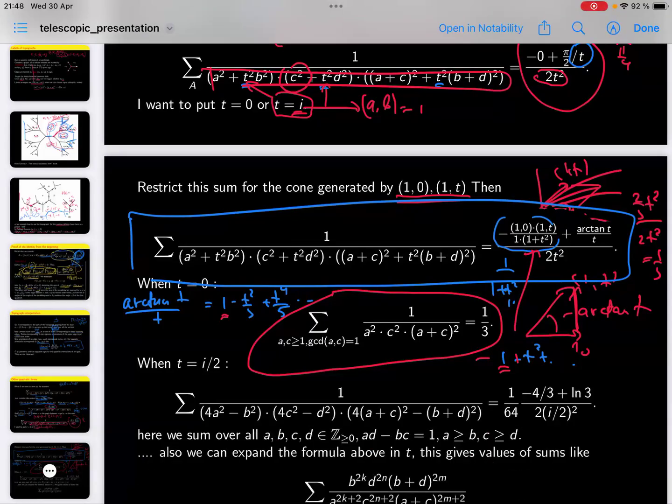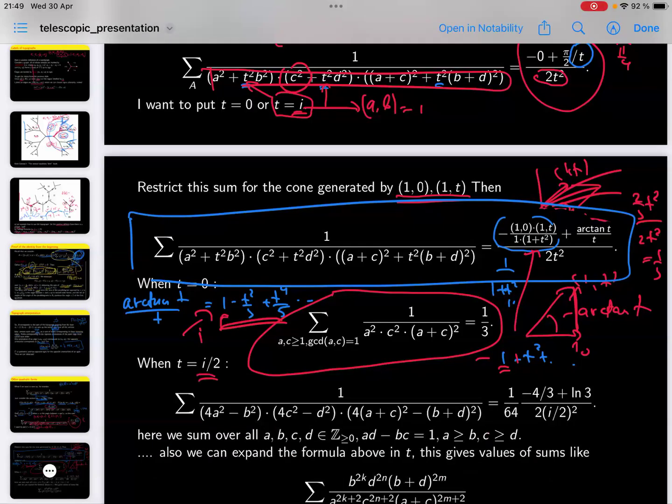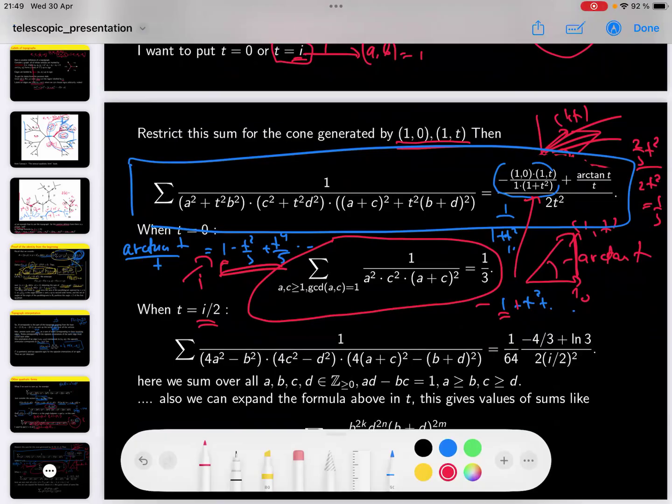Okay, what if I plug in i? Well, you know, when you try to compute arctan of i, it's a problem. It's not defined because it's divergent. So when you plug in i here, these terms will diverge. That's bad. But I can plug in i over 2, and then it converges. So what happens in this case? Well, you plug in i over 2, so this becomes minus b squared divided by 4. So I just multiply it by 4 here, and this 4 gives you 64 here.